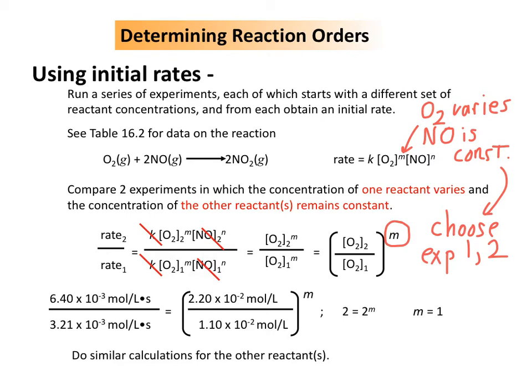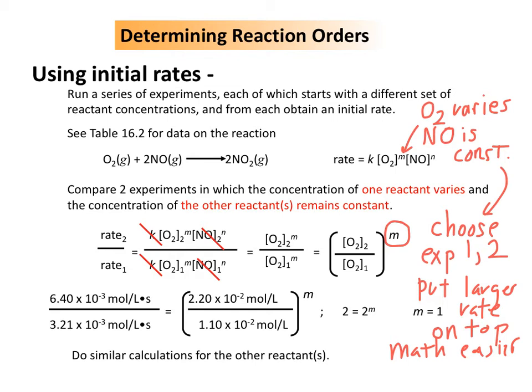Once you've thought about it and decided which sets of data you're going to use, write it down. And again, put the larger rate on top. This will make your math easier. Now they've actually written the whole thing out, so this is a good one to take a look at. This shows you where it's actually coming from.